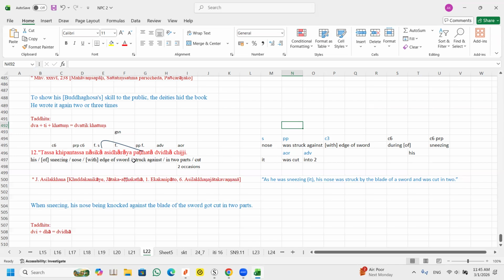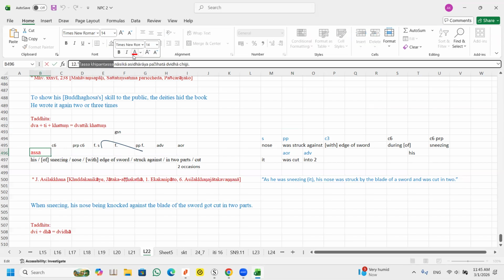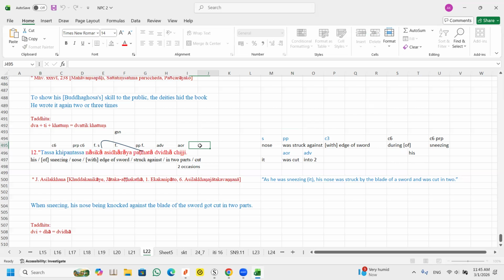Stuck. Now, can you see another word here? The word here, this is one word. This is one word. This is one word. Okay, here, all right. So here you can see that I put it was cut into pieces. And the nose was stuck.